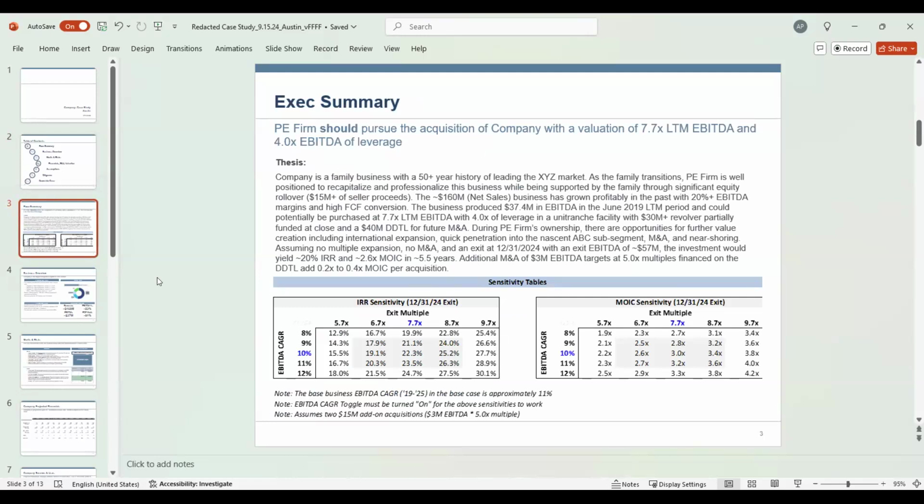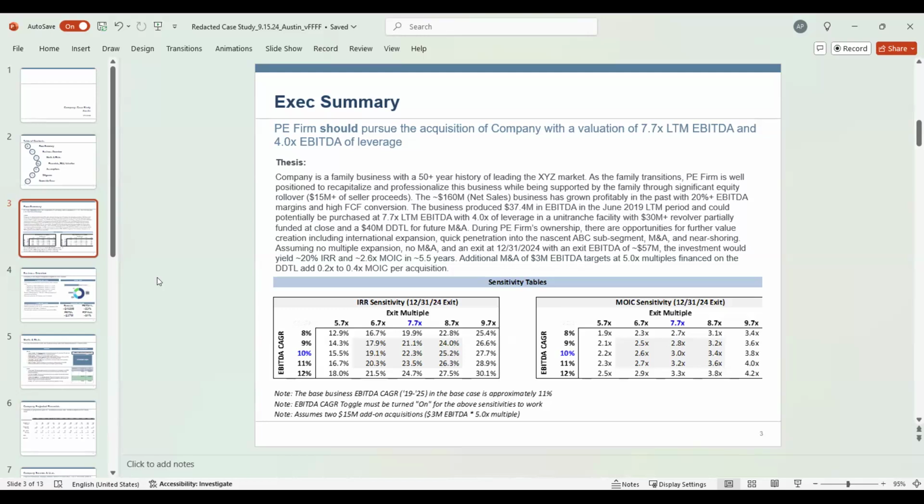Coming back to an important point that Brian made at the beginning, tell them your perspective. If you think they should do the deal, tell them they should do the deal. If you don't think they should do the deal, tell them they shouldn't. And so you can see my tagline: PE firm should pursue the acquisition of company at this valuation with this leverage. It shows that I've taken a position. Is it right? Is it wrong? You know, TBD, but you need to take a position. So this is how I set up my exec summary here.